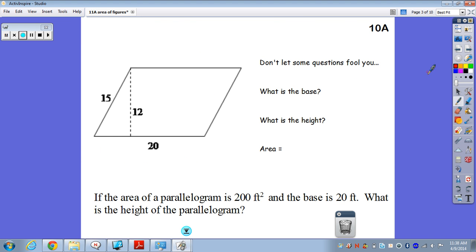So then this says, don't let some questions fool you. So what is the base, what is the height, and the area? So you always first want to identify the height. So remember, a height has to make a right angle. So this 12 would make a right angle. So the height is 12. And then the base is the side that it's perpendicular to. So 12 is perpendicular to this bottom side or the top side, which are 20. So the base is 20. And then the area is 20 times 12, which gives us 160.